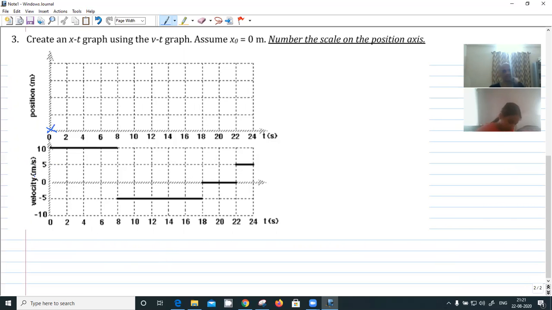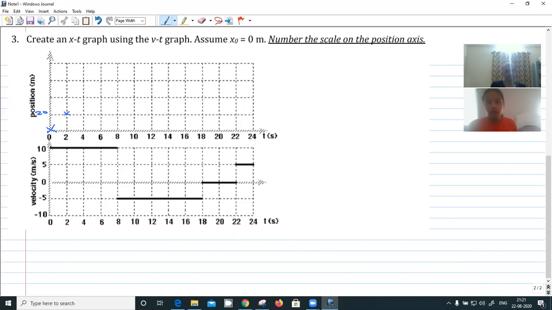And after 2 seconds, from 0 to 2, the velocity is 10 meters per second. So at the end of 2 seconds, how much distance have you traveled? 20. So let this be 20. So this is another point, right? Yes, 20 has to be at the first dash, because it's gonna reach 80. So let this be 20. Then 20, 40, 60, 80.